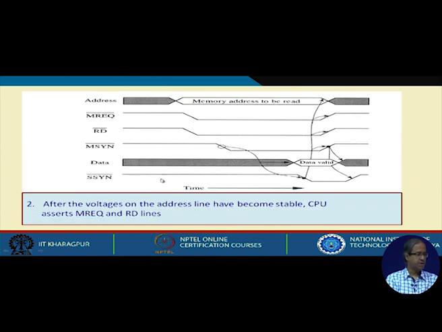Second step, after the address lines have become stable, this symbol means it has become stable, it is here stable, the CPU will assert the memory request and read lines. These are two signals which the CPU is sending to the memory system. So, the memory request line is activated, the read line is activated. This will be after a little delay after the address lines have stabilized. Once these two have been activated, the memory read process starts.